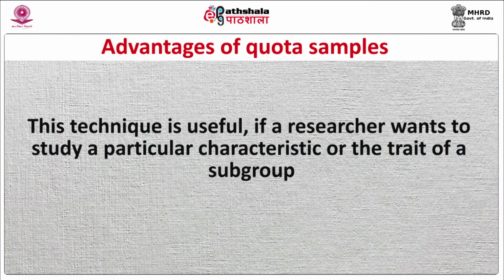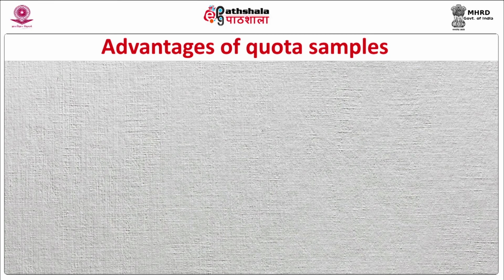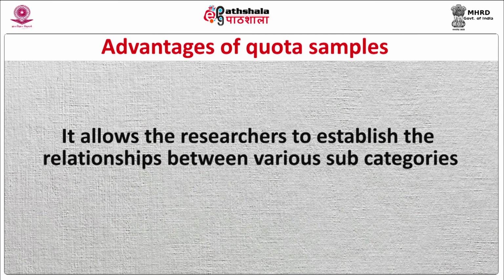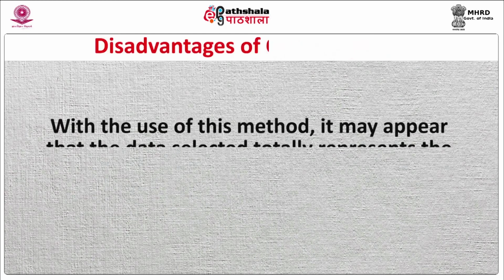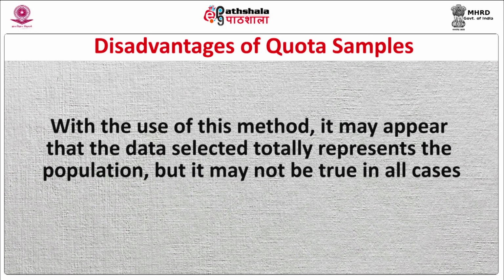The advantages of quota sampling. This technique is useful if a researcher wants to study a particular characteristic or trait of a subgroup. It allows the researcher to establish the relationships between various subcategories. Now, the disadvantages of quota sampling. With the use of this method, it may appear that the data selected totally represents the population, but it may not be true in all cases.